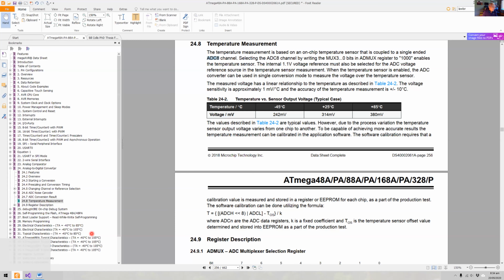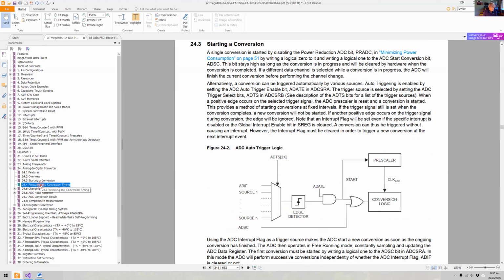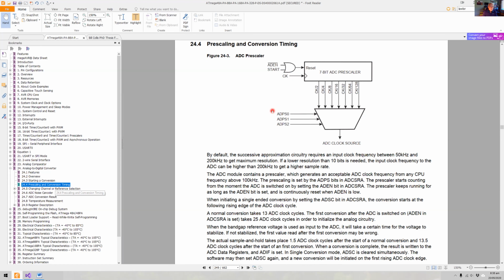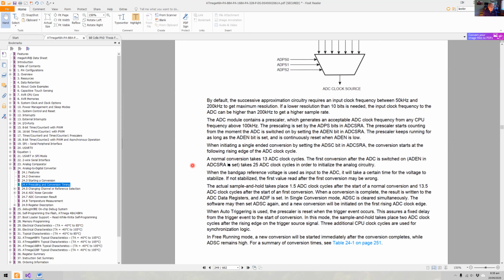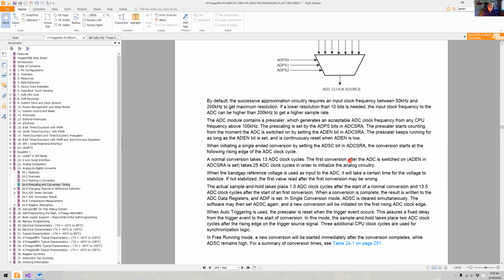Let's have a look in here. Starting conversion, pre-scaling, and conversion timing. Okay, so this here is going to tell us by default the successive approximation requires an input clock frequency of 50 to 200 kilohertz to get maximum resolution. If a lower resolution than 10, we can look at this. And then it talks about, and here it is, a normal conversion takes 13 ADC clock cycles. The first conversion after the ADC is switched on takes 25 clock cycles. So that's interesting. Your first conversion can often be wrong after you've turned it on. Okay, that's part of the understanding of reading this data sheet.